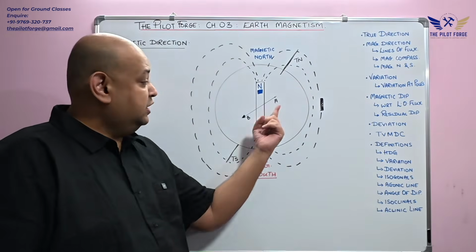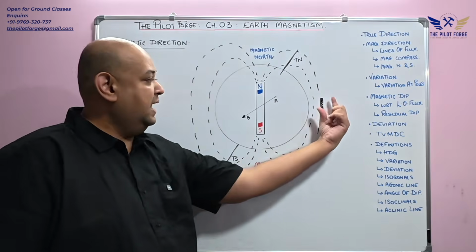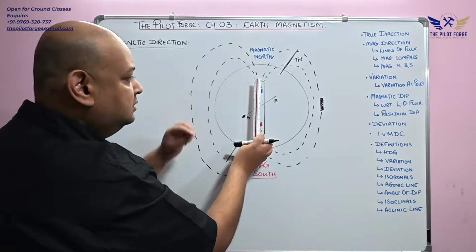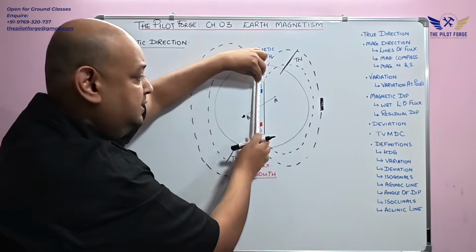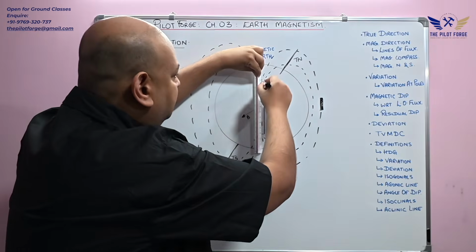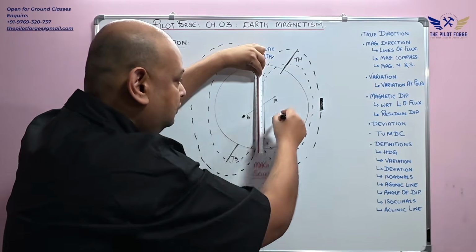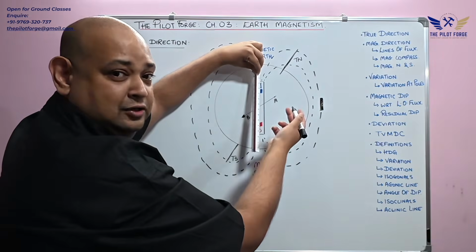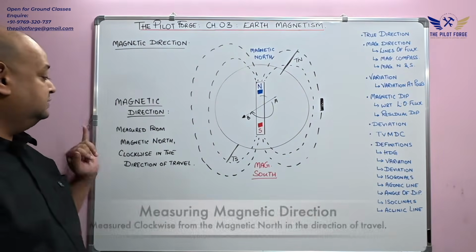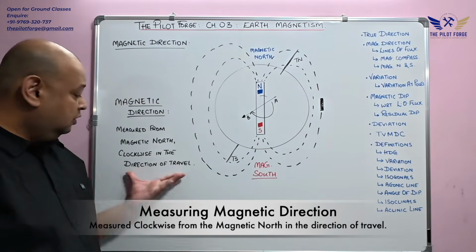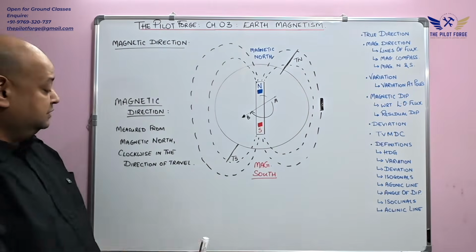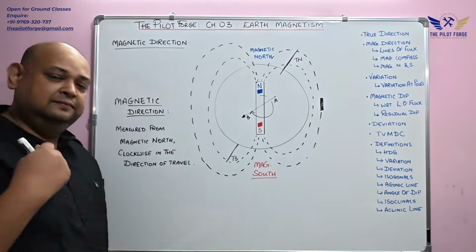So, if you were traveling from A to B and you had this magnet placed here, or in this case here, like this, you'd get magnetic direction in the same concept as the true direction, except measured from magnetic north, clockwise, in that direction. Simple. Gets us to the magnetic direction definition. It is measured from the magnetic north, clockwise in the direction of travel. Very similar to true direction, but measured with reference to magnetic north.